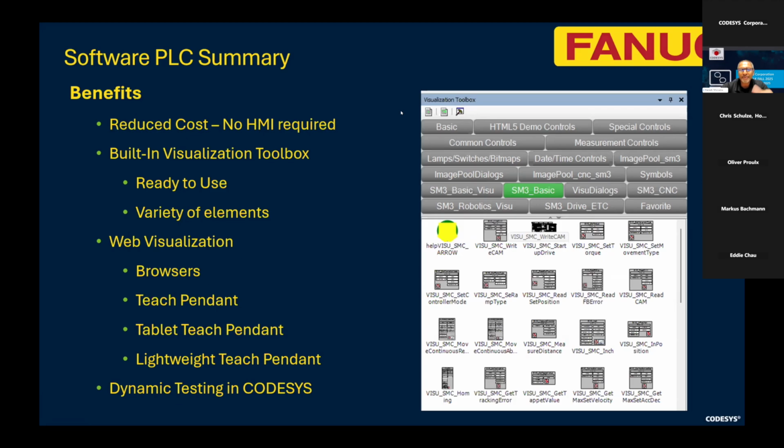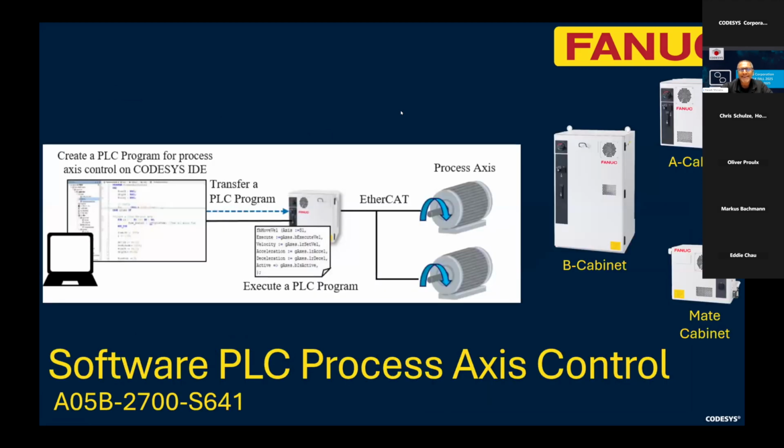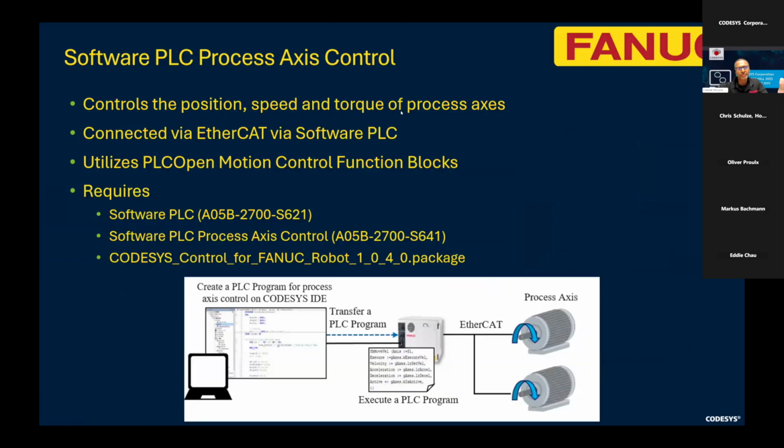But wait, there's even more. Now users can take advantage of yet another new software feature. And this feature is the software PLC process access control software option A05B-2700-S641. So process access control allows the control of position, speed, and torque of process access.